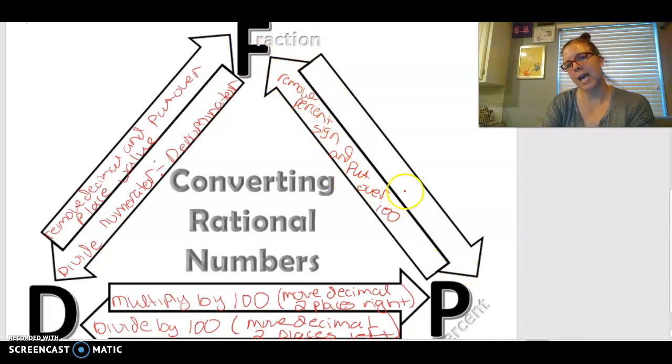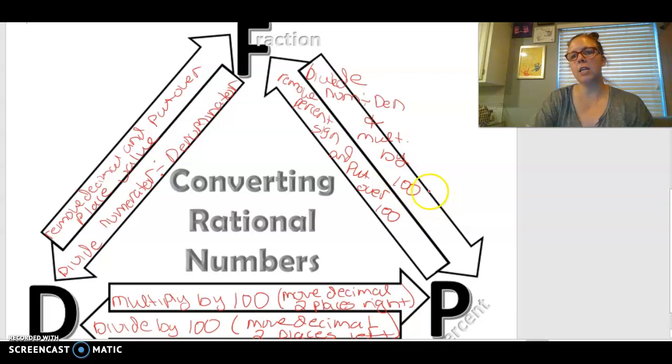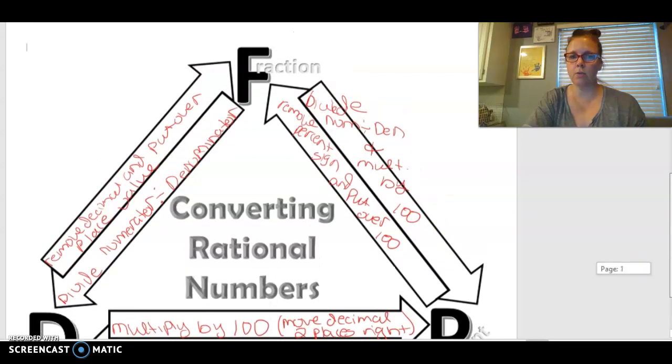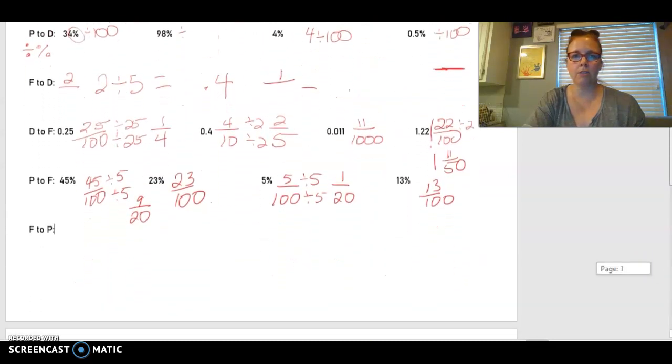Fraction to percent, you're going to divide numerator divided by denominator and then multiply by 100. We'll use this a lot because it's how you figure out your grades. If you got a 4 out of 5 on a quiz, then you can figure out your percent. So let's do one real quick. I have about a minute to do one.